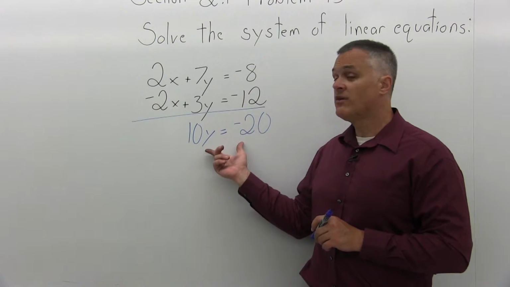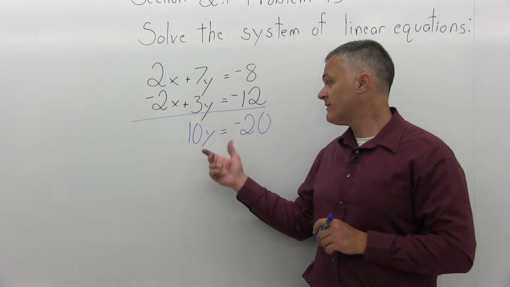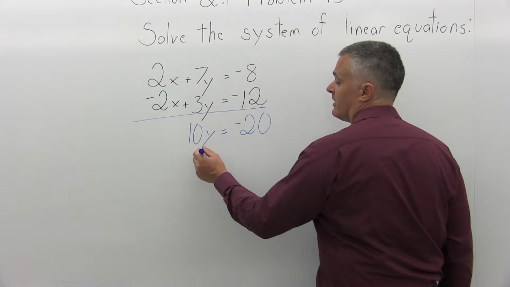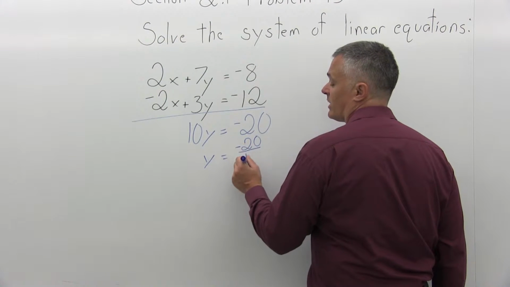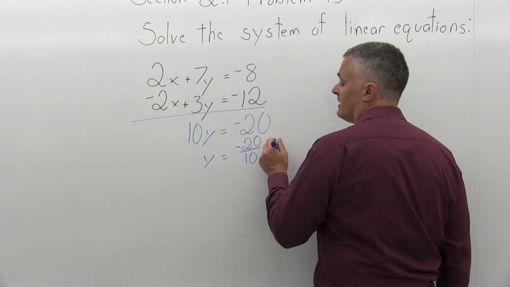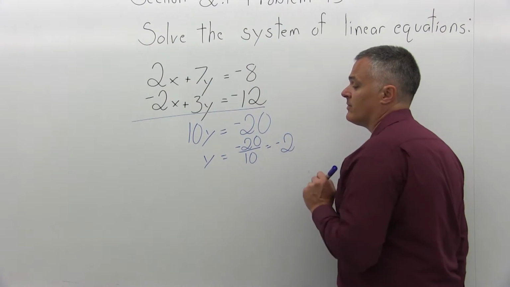Step 3 is solve for the remaining variable. So if I divide out the 10 in front of the y, I'm going to get that y is negative 2. I have negative 20 divided by positive 10 is negative 2.